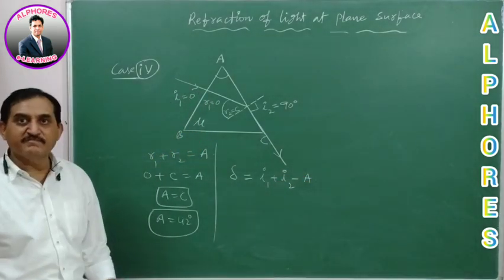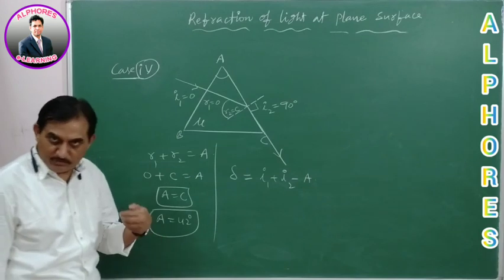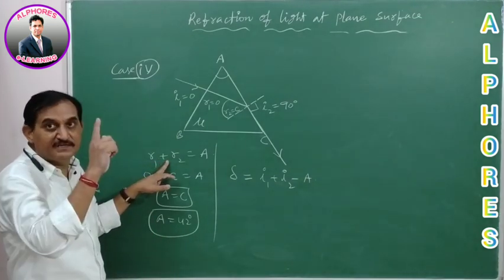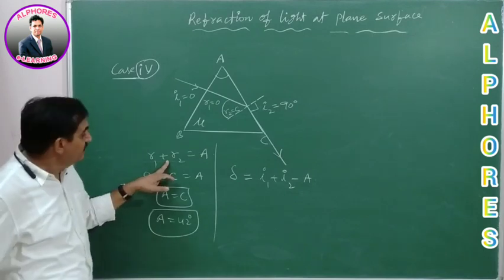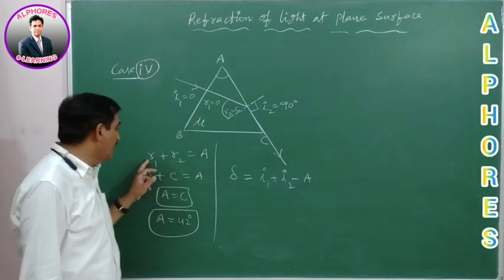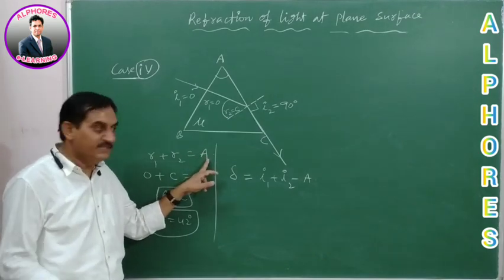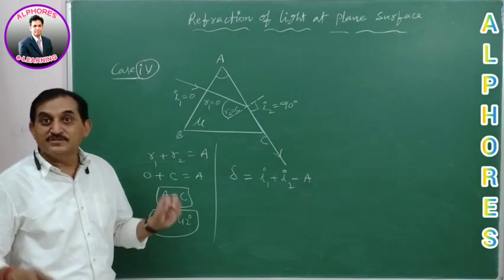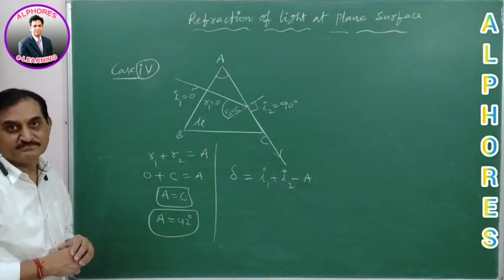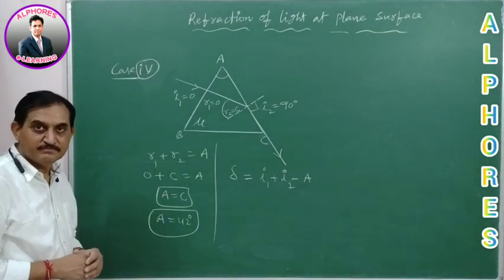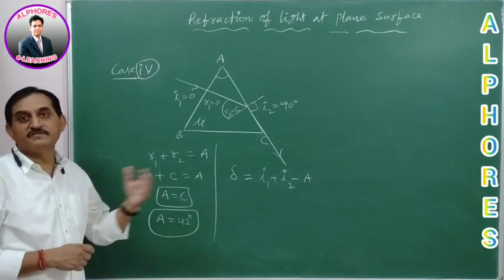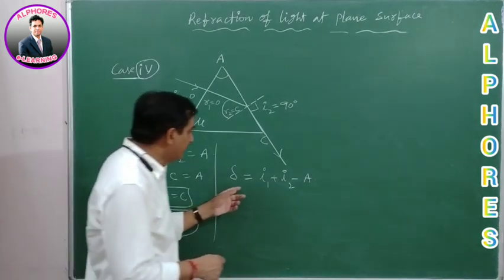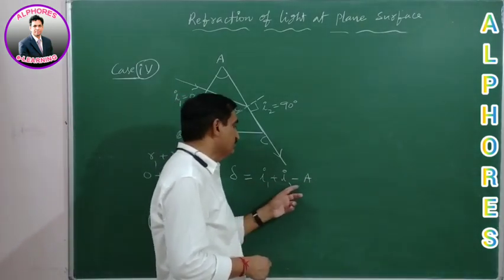See here, every time while you solve the problem or go for the cases, we are using the equation that I mentioned in the derivation: R1 plus R2 equal to A, equation 3, and I1 plus I2 minus A is equal to delta, equation 5. These two are very important formulae. We use the same equations repeatedly: R1 plus R2 equal to A and delta equal to I1 plus I2 minus A.